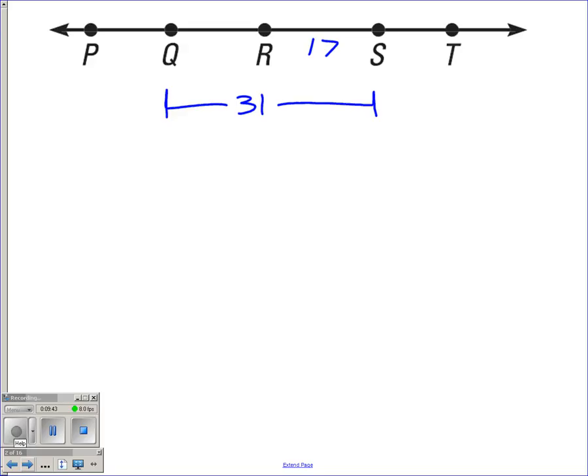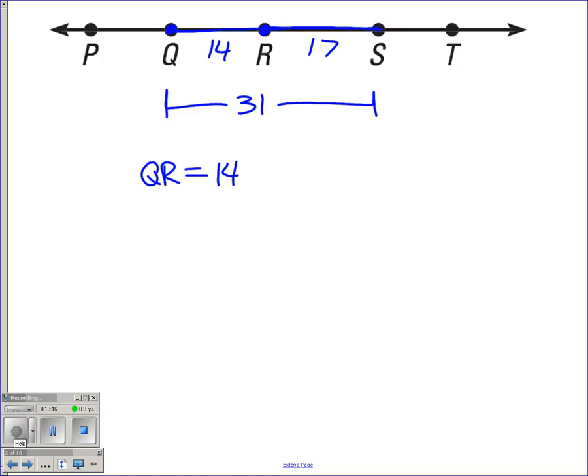Well, if QS is equal to 31, and we know that RS is 17, the segment addition postulate says that QR plus RS has got to equal this 31. So what does the length of QR have to be? That's 14, from here to here. So the length of QR is 14. Writing that down.